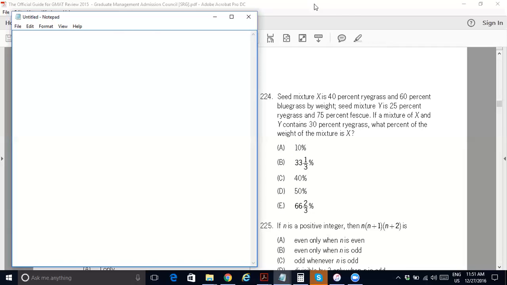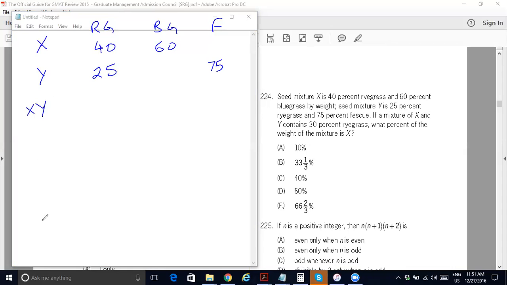Seed mixture X is 40% ryegrass and 60% bluegrass, by weight. Seed mixture Y is 25% ryegrass and 75% fescue. A mixture of X and Y obviously will have some ryegrass, given as 30, and it obviously will have some bluegrass and fescue.